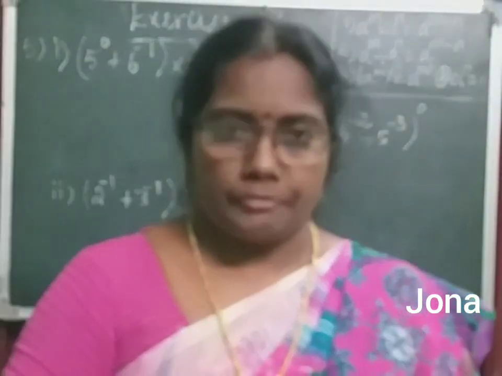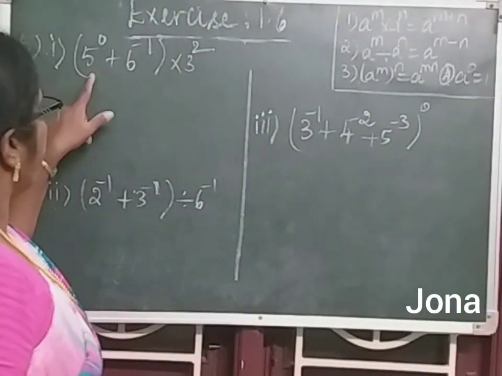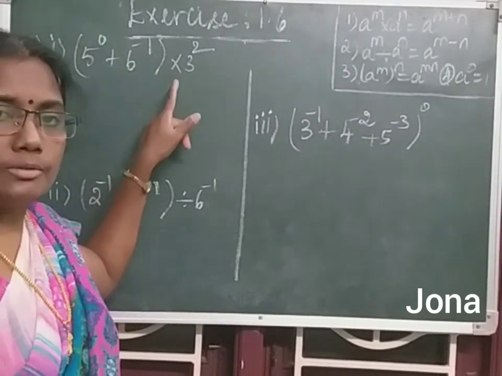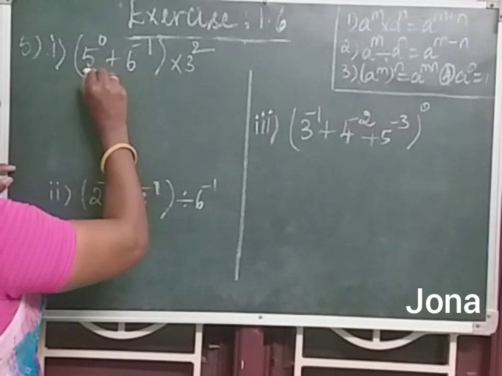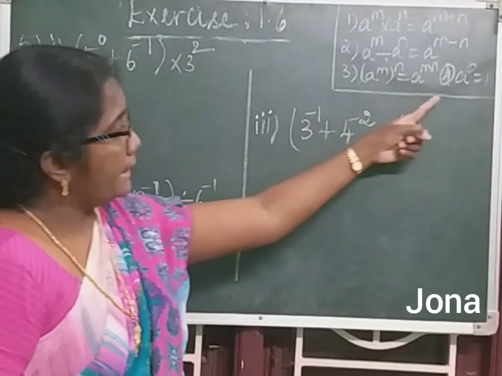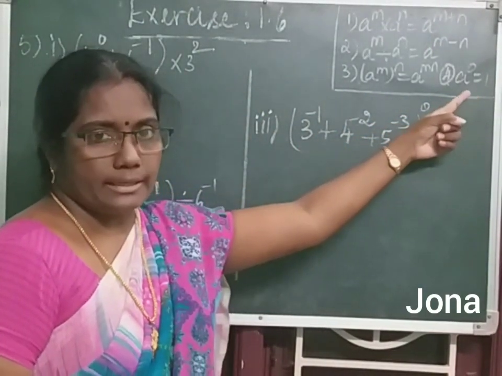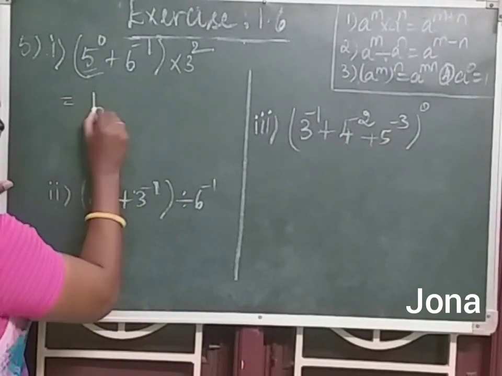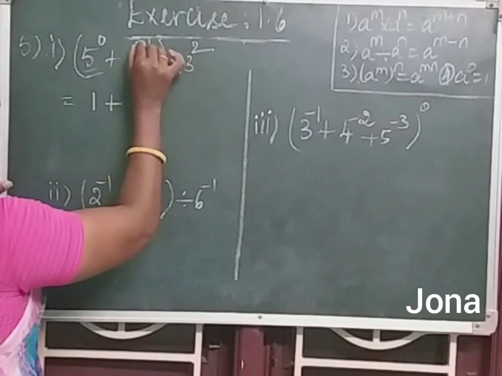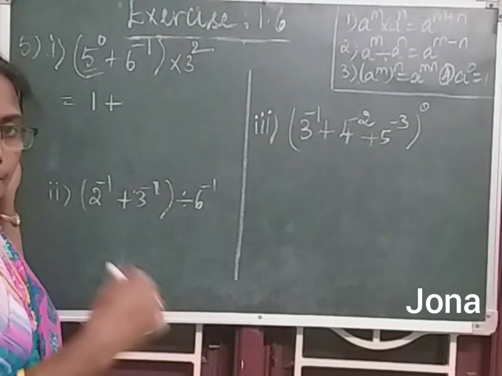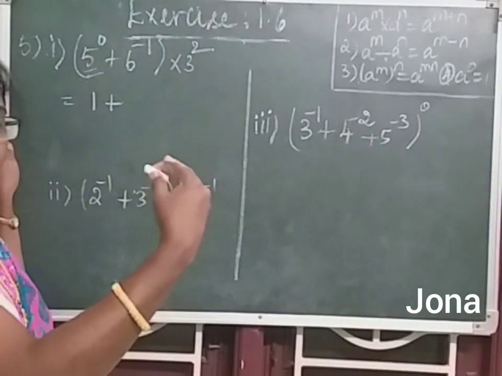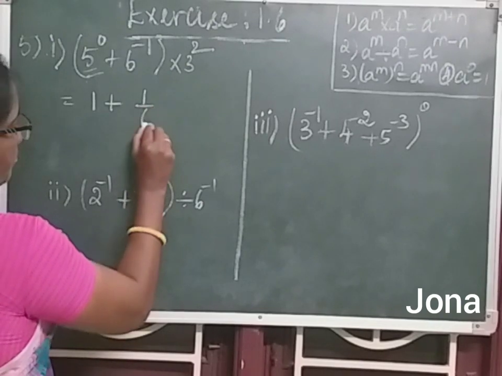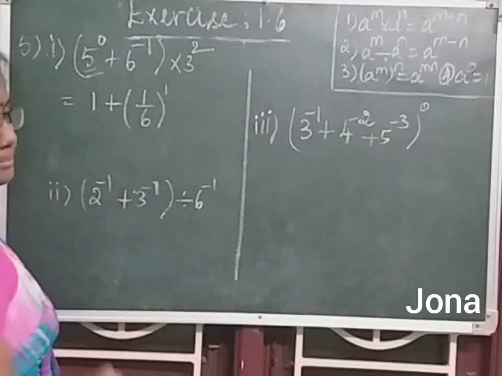Okay, fifth problem. 5 power 0 plus 6 power minus 1 into 3 square. We have that 5 power 0. I told you anything power 0 is 1, isn't it? So here 5 power 0 is there, so straight away we can write the answer as 1 plus, here minus 1 is there in the power. If I want to remove that minus symbol, we can take the reciprocal of the given numbers. So take the reciprocal of this number, 1 by 6 power 1.